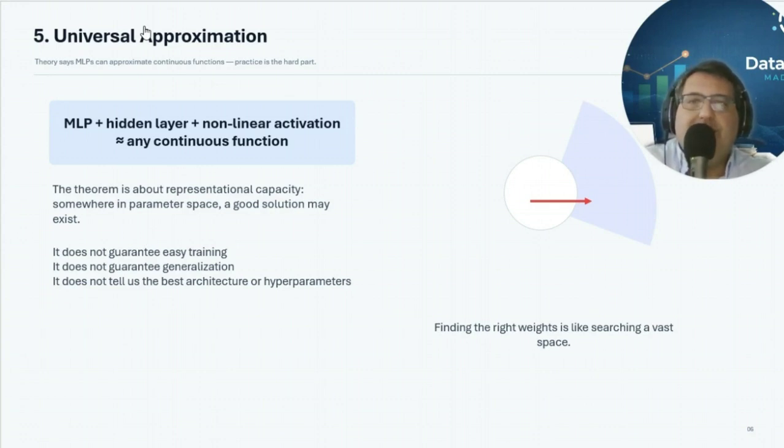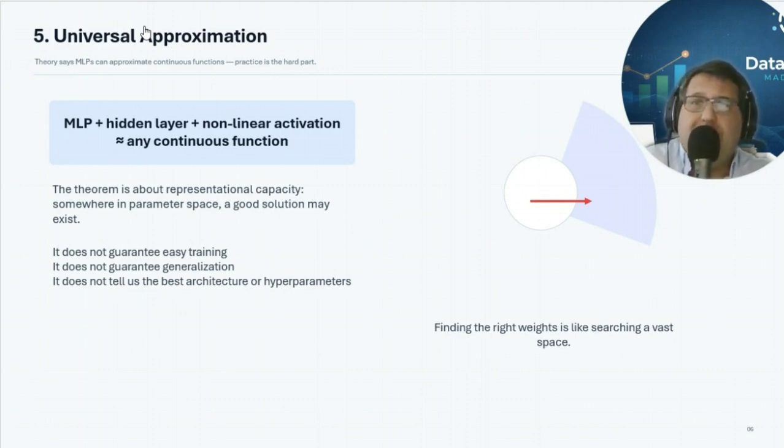This sounds incredibly powerful, but we need to understand what the theorem does not tell us. It doesn't tell us how many neurons we need. It doesn't tell us which architecture will train efficiently. It doesn't guarantee that gradient descent will find the correct weights. It doesn't guarantee that the model will generalize to unseen data, and it doesn't guarantee that the model will be computationally practical. This distinction is fundamental.